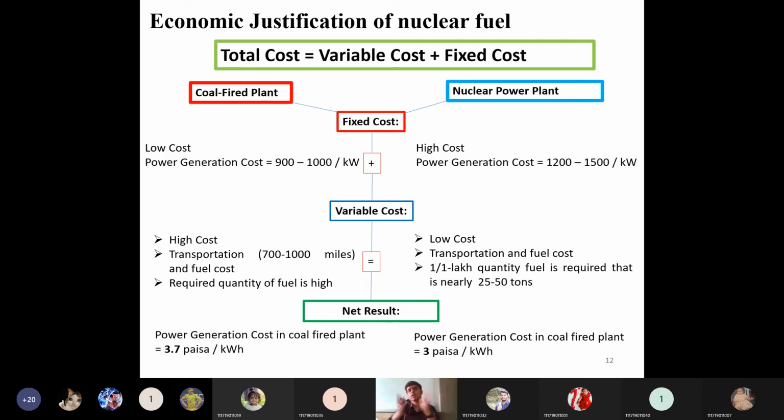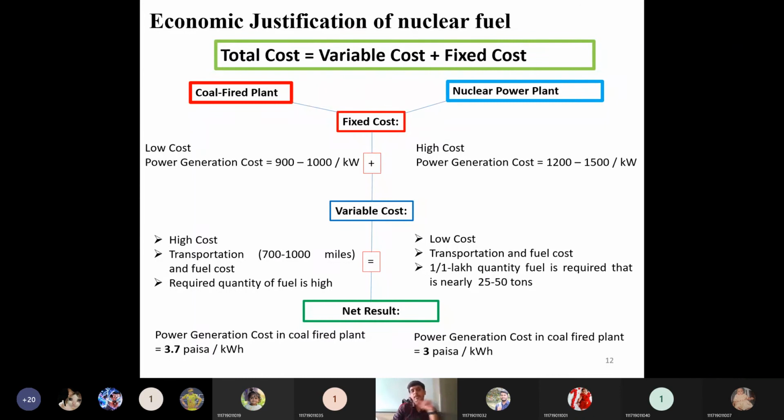One is the operating cost or variable cost, plus the fixed cost. If you see, the left pane is the coal fired plant cost, whereas the right pane is the nuclear power plant cost. The first one is the fixed cost. The fixed cost is low for coal fired plants, but very high for the nuclear power plant.